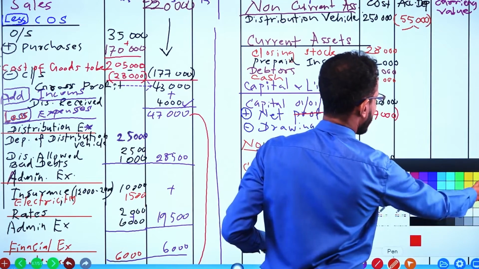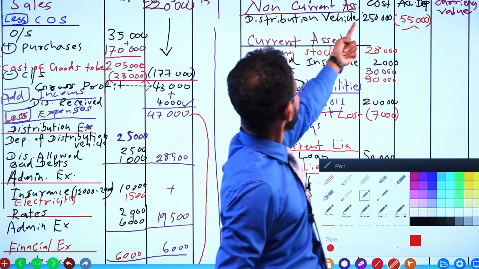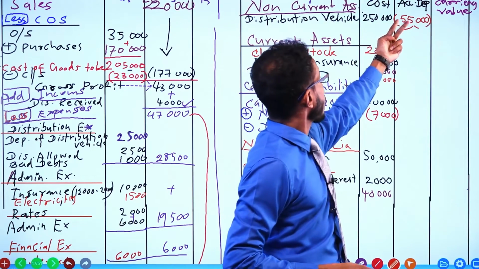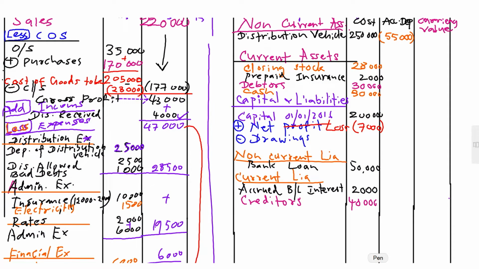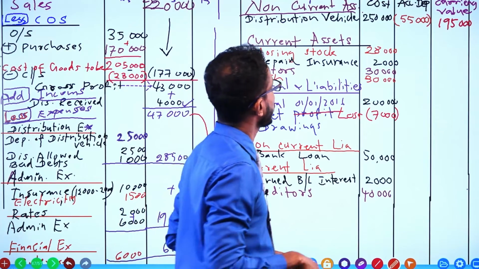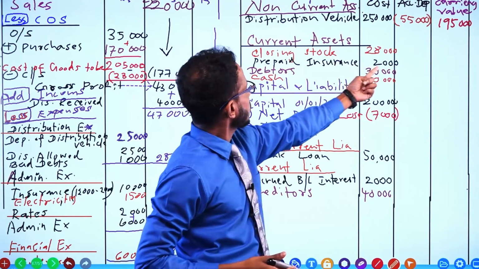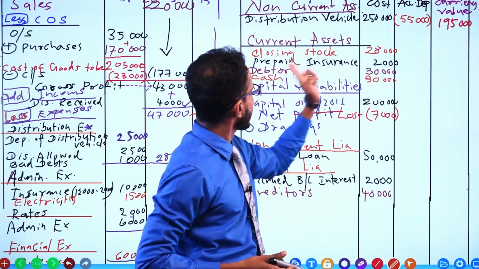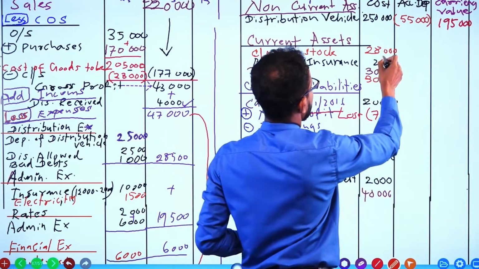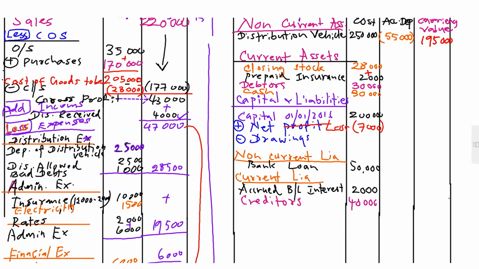Now let's take down the SOFP and calculate the values. We have distribution vehicles. 250 is the cost minus 55, that is 195. Then current assets we have 28,000. Prepaid insurance 2,000. Debtors 30,000. Cash 30,000. Take the addition. 30 plus 30, it's 60. 60 plus 28, 88. 88 plus 2, 90. That is 90,000.